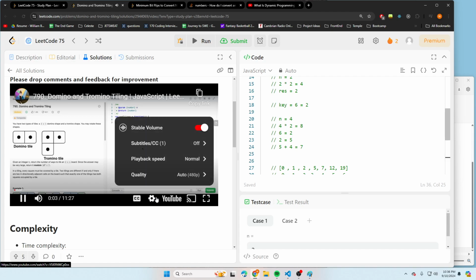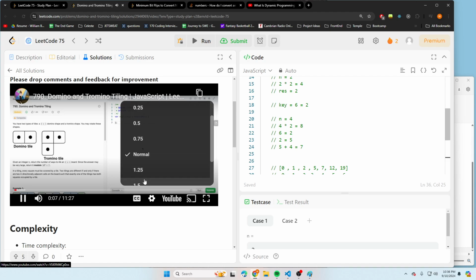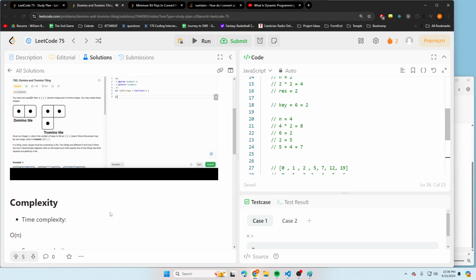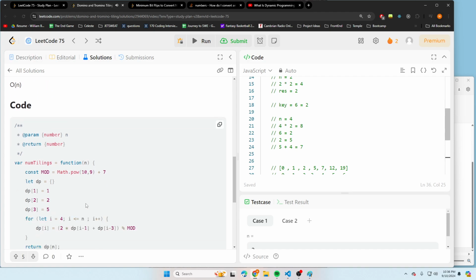Hello friends, today I'm going to solve Leetcode problem number 790, Domino and Tromino Tiling. So in this problem we are given two types of tiles. One is a 2 by 1 domino shape, another is a Tromino shape. So basically these are the shapes of the two tiles.